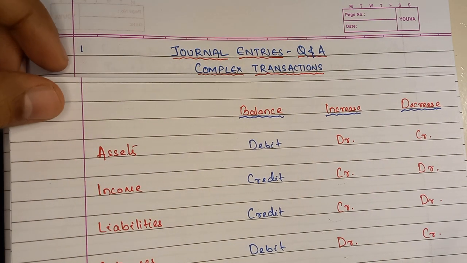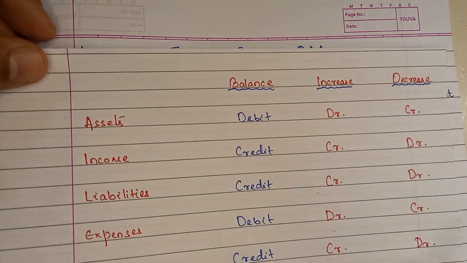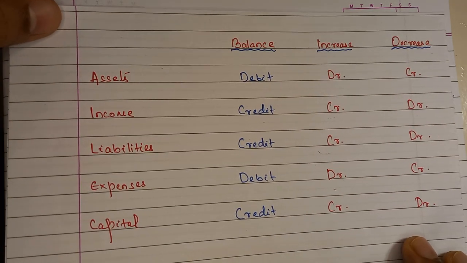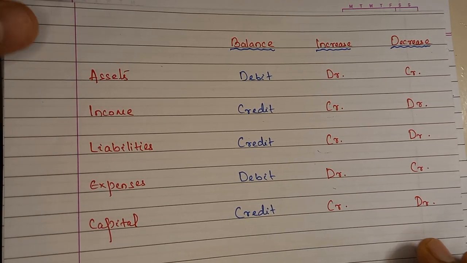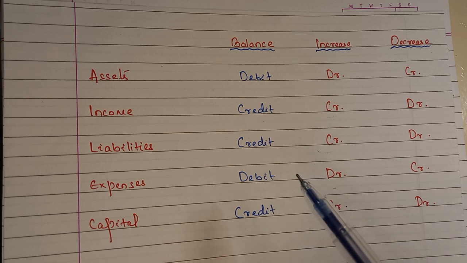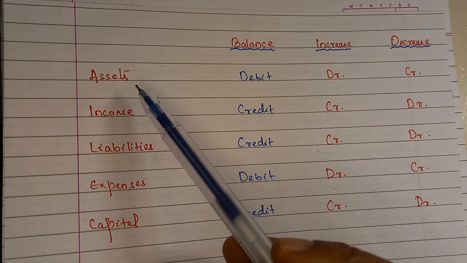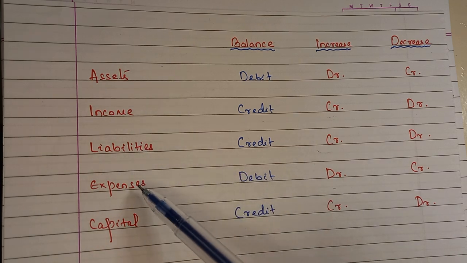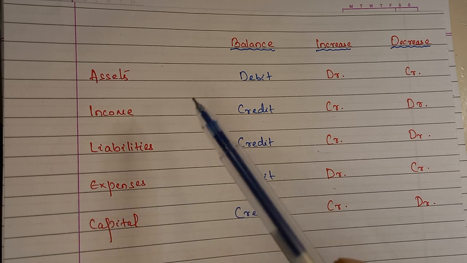Generally, we don't follow the normal golden rules. I have explained that in my previous videos as well. So what we do is we categorize all the accounts into five categories: assets, income, liabilities, expenses, capital.